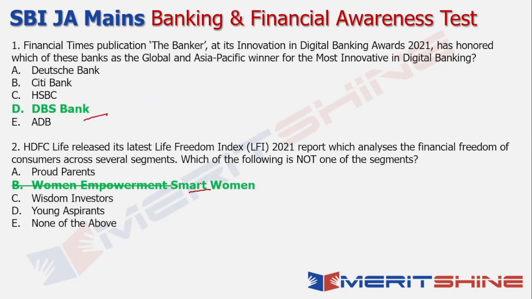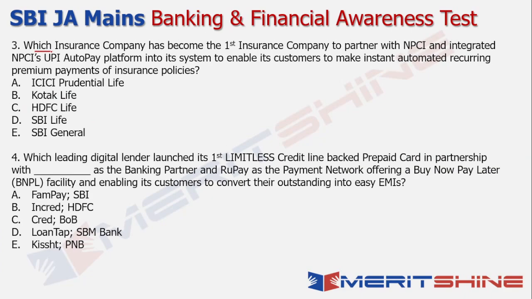Now moving on to questions 3 and 4. Which insurance company has become the first insurance company to basically partner with NPCI and has integrated NPCI's UPI AutoPay platform into its system in order to enable its customers to make instant automated recurring premium payments of various insurance policies? So that's the question that is there in front of you. Now, obviously, these are the various options that are there.